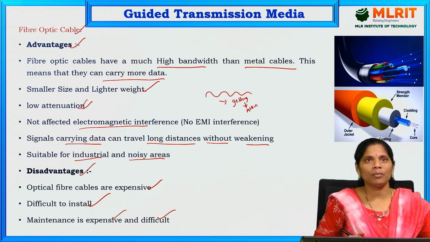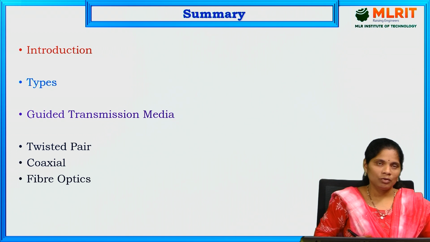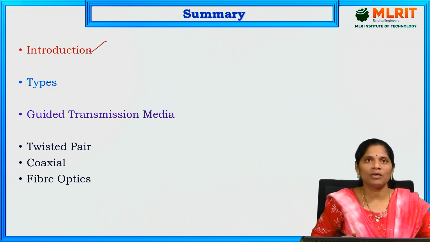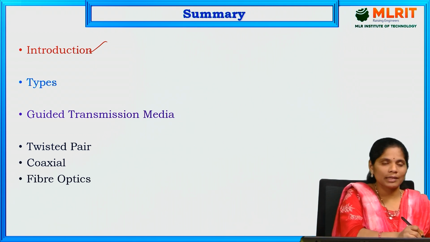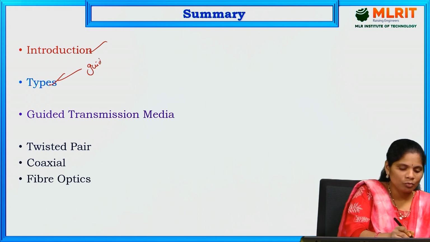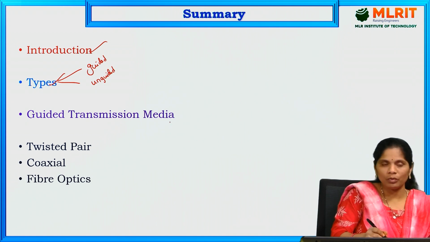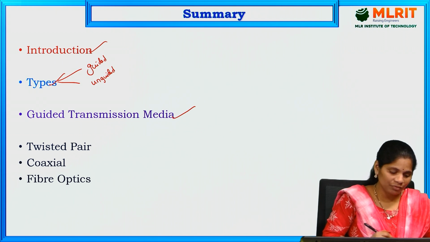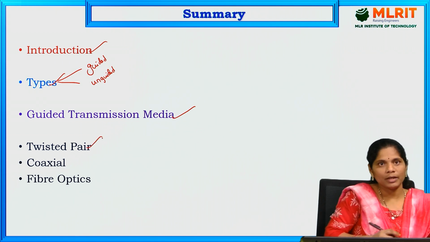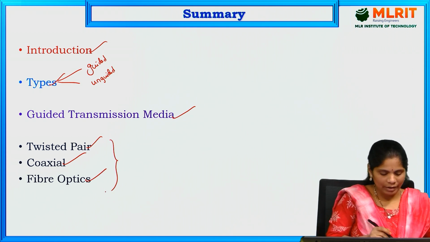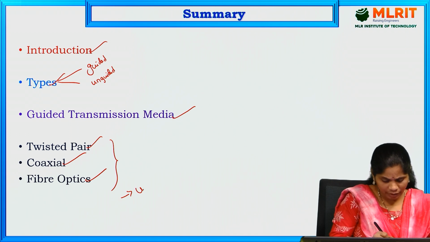This is about the fiber optic cable. And coming to the summary, in today's session we discussed an introduction to transmission media. What is transmission media, where exactly we use it in the physical layer, and next we discussed the different types of transmission media, like guided transmission media and unguided transmission media. These are the two transmission media, guided and unguided. In this session we discussed only guided transmission media. In guided transmission media, we discussed the different types of cables: twisted pair cable, coaxial cable and fiber optic cables. These cables we discussed in detail in today's session, and in the next session we discuss unguided transmission media.